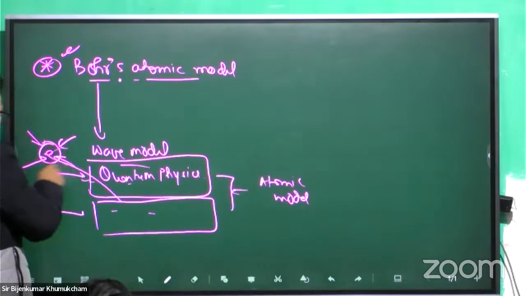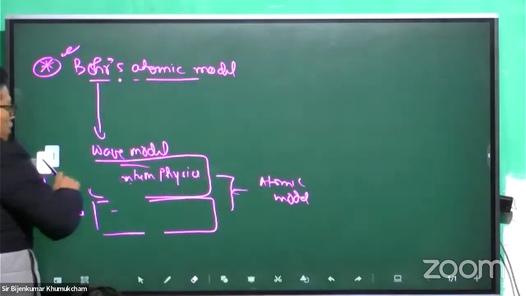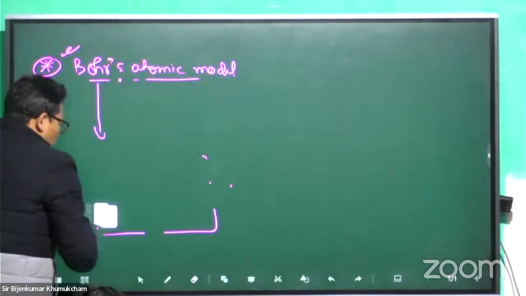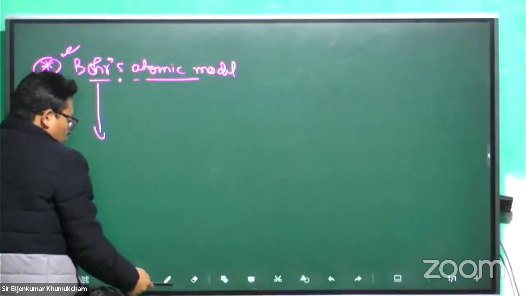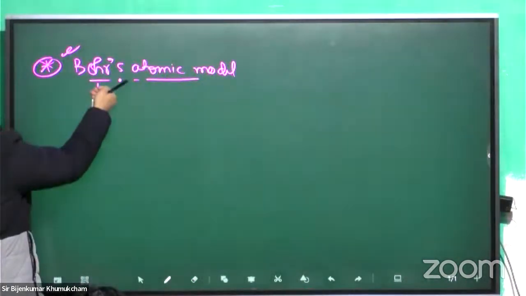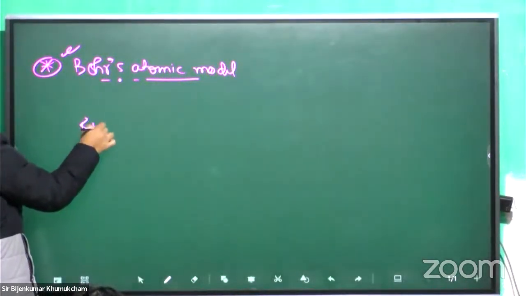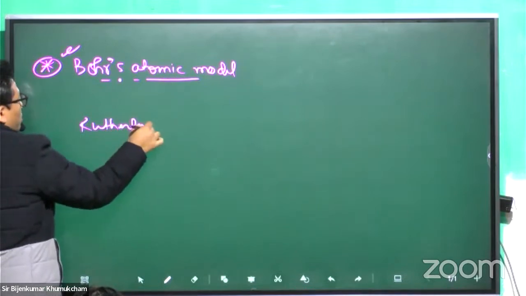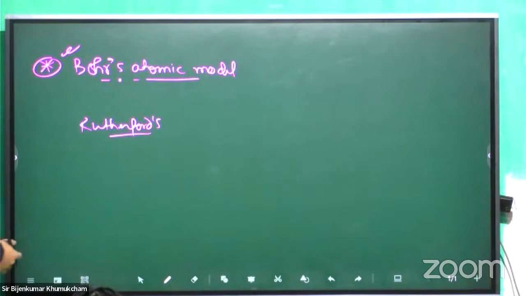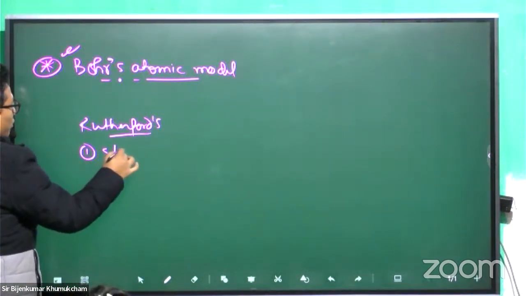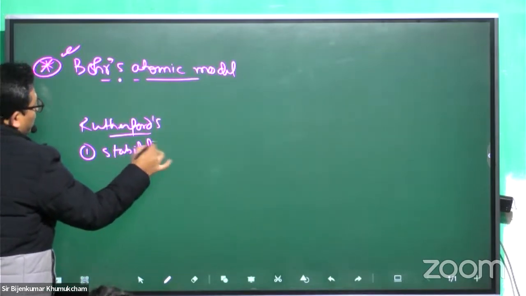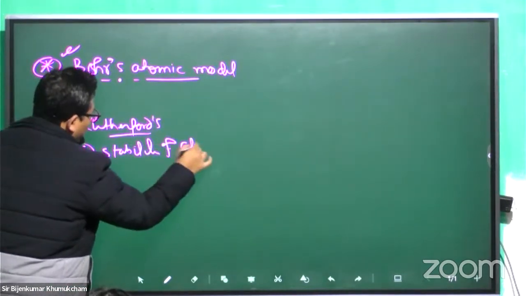Anyway, in short, we will be discussing Bohr's atomic model. What are the demerits or defects of Rutherford's model which are going to be corrected by Bohr? The first defect: it can't explain the stability of the atom.